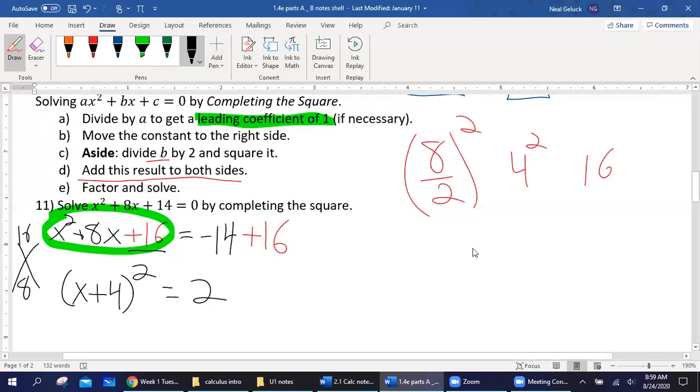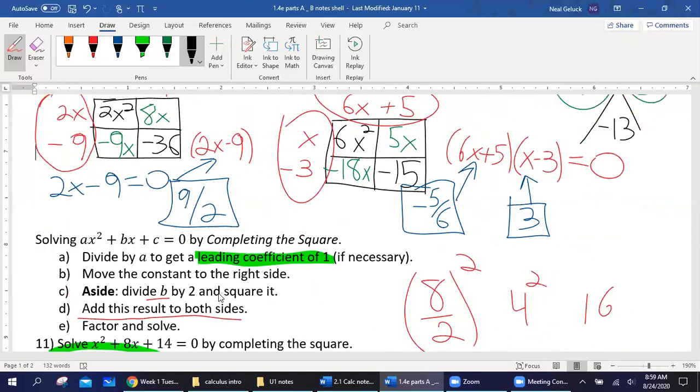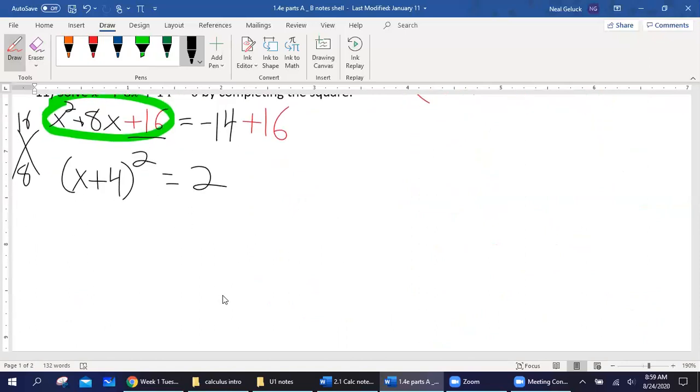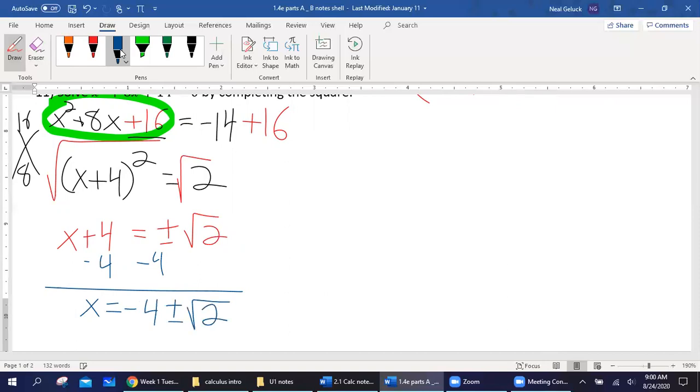Now this looks very similar to something like number 6 or number 4 if I scroll up. I now just need to square root and get x by itself. So if I take the square root of both sides, remember that means I'm going to get a plus or minus. I'm just left with x plus 4 on the left side. Subtract over the 4. I have x equals negative 4 plus or minus root 2.